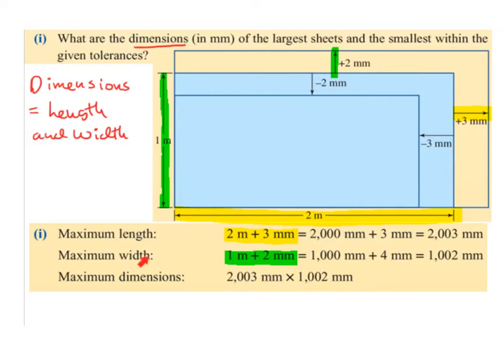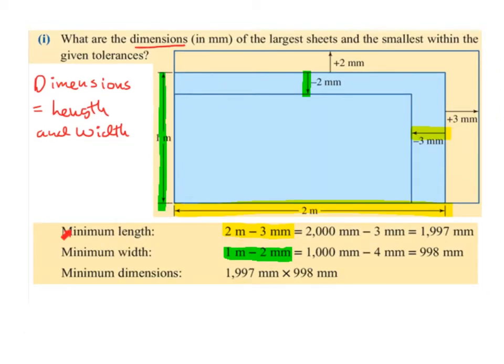The maximum width is going to be the 1 meter plus 2 millimeters. So that's the 1 meter desired, and then we add on an extra 2 millimeters. That's allowed. So that's really 1000 millimeters plus 2 millimeters. It should say 2 there, not 4, which gives us 1002 millimeters. So the maximum dimensions are going to be 2003 millimeters multiplied by 1002 millimeters.